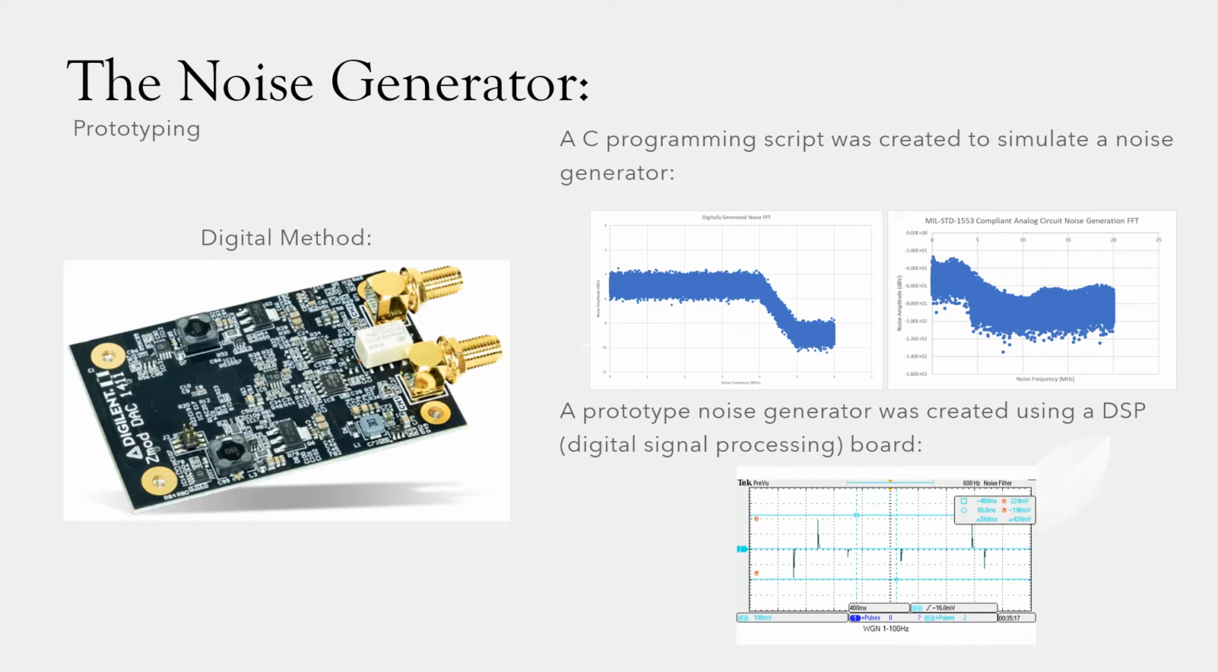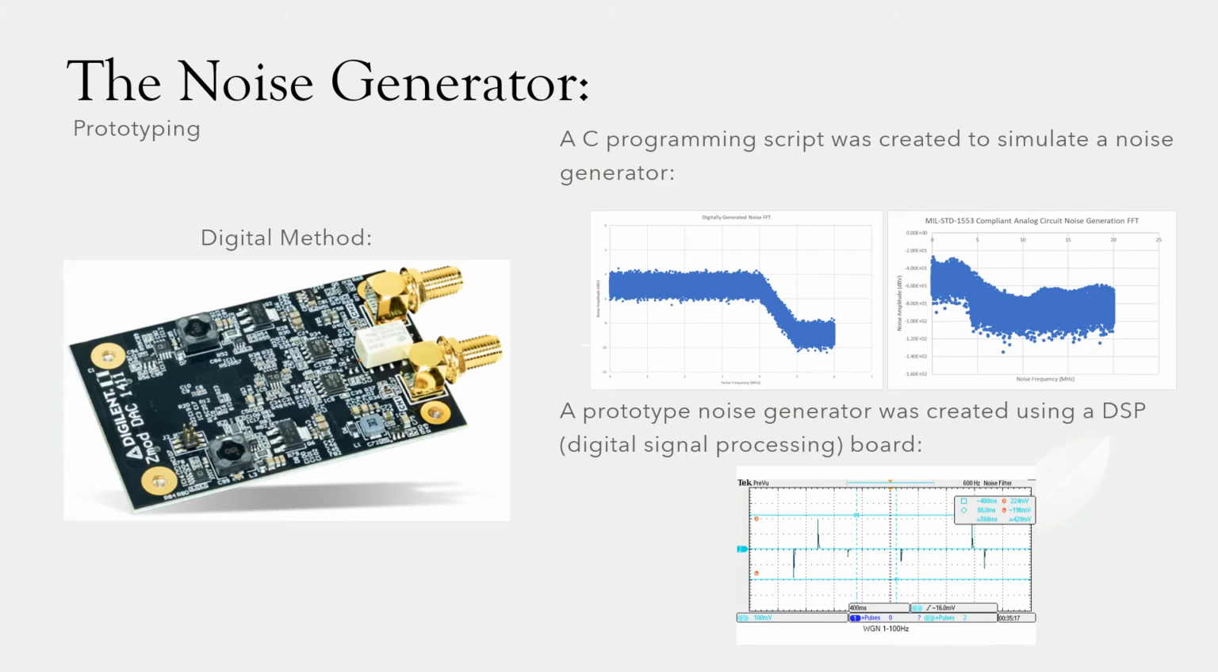So we decided before moving forward, we'd like to have at least a prototype. So a prototype noise generator was created on a DSP, or digital signal processing board. And here you can see varying amplitudes with varying frequencies between them.